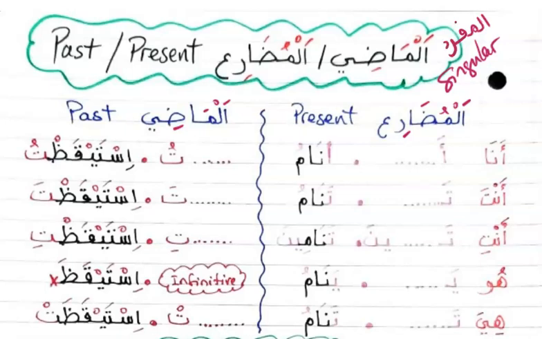When I say المفرد or singular, I refer to I as a singular speaker, and then you masculine, you feminine, and then he and she. And that would be أنا. And I will trace it again so you can see it. I think the print is a little bit faded. But أنا, أنت, أنتِ, هو, and هي.